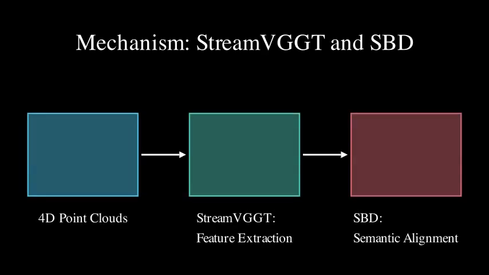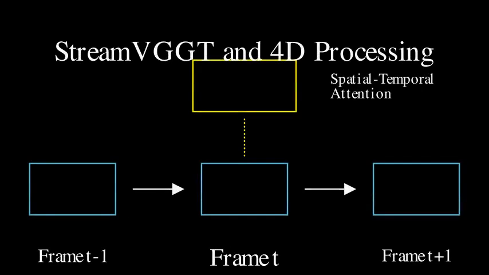4DLangVGGT achieves this through two main components, the 4D Visual Geometry Transformer, or StreamVGGT, and the Semantic Bridging Decoder, or SBD. StreamVGGT takes a sequence of 3D point clouds over time, the 4D visual geometry, and uses a transformer architecture to extract spatiotemporal features. It learns to represent the scene's structure and dynamics. The SBD then takes these geometry-aware features and projects them into a semantic space that is aligned with language embeddings. The SBD essentially bridges the gap between the raw geometric data and the high-level semantic concepts expressed in the language description.